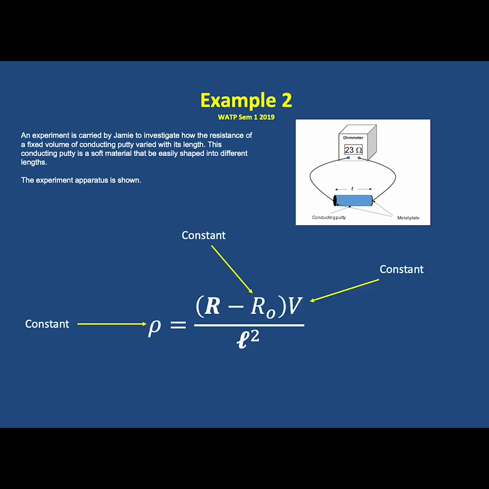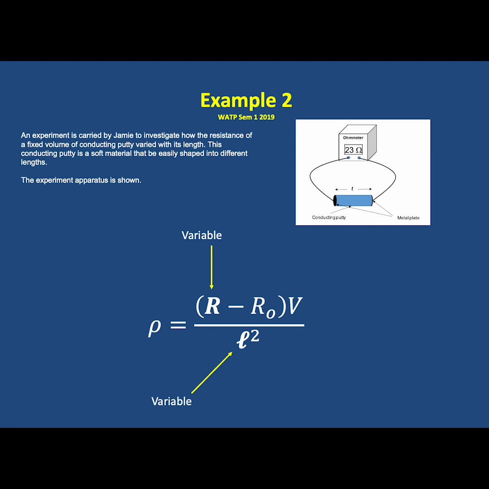We have constants in the form of resistivity. That's actually the constant we're hoping to figure out. We have the constant R naught, which is the resistance of the connecting wires. Doesn't vary throughout the experiment. And we also have the constant in terms of volume of the conducting putty. Looking again at the equation, we have variables. We have two variables. There's the length variable, which we can see in this equation is in the denominator, and it's squared. That's the length of the putty cylinder for each trial.